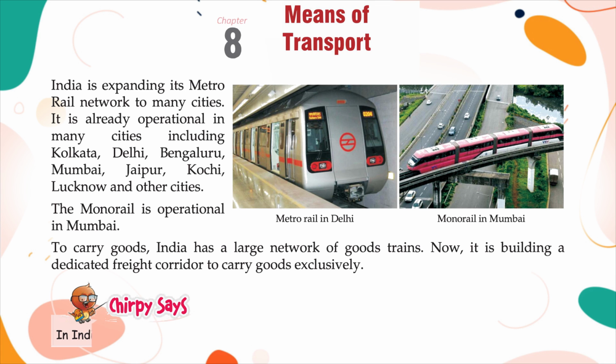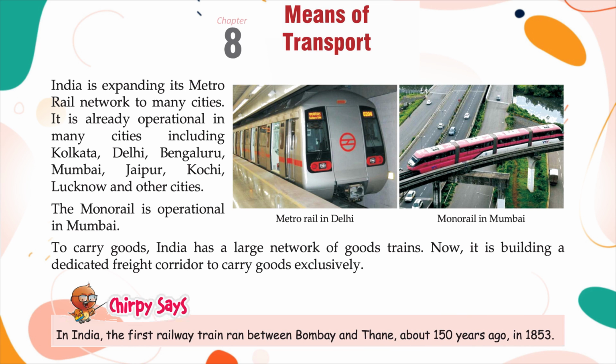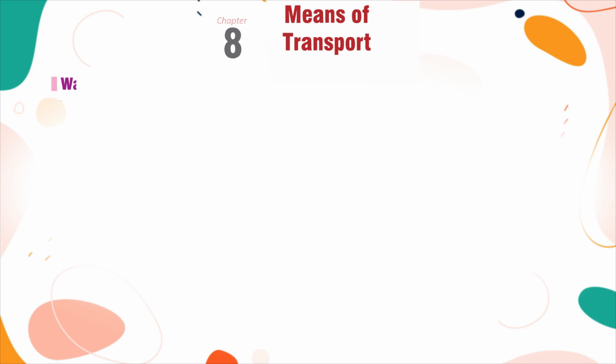In India, the first railway train ran between Bombay and Thane about 150 years ago, in 1853. Waterways.